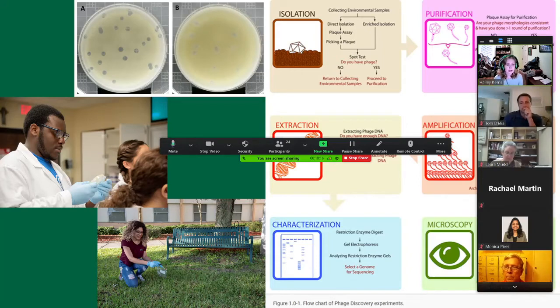And during all of this, we'll also be doing characterization tests like restriction enzyme digests and host specificity tests, as well as going to the electron microscopy lab.